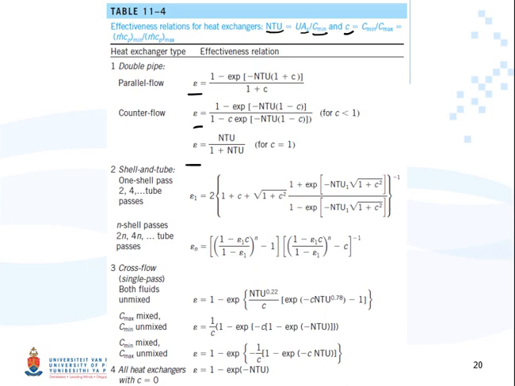But for example, for counterflow, I don't need to do all those steps. The only thing that I need to know is where the table is. When I'm dealing with the double pipe counterflow, I just come here and use this correlation. If I'm dealing with shell and tube, 1 shell and 2, 4, 6, 8, 10, 12 passes, I use this one, and you see the different conditions for Cmax: mixed, unmixed, mixed, unmixed. So there are different kinds of situations.